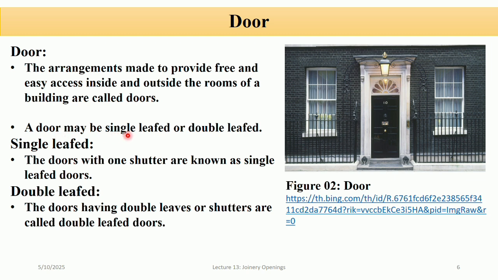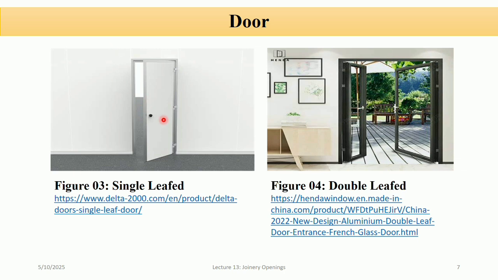A door may be single leaf or double leaf. Single leaf: a door with one shutter is known as single leaf. You can see in the figure. It is commonly used in small to medium sized rooms like bedrooms, bathrooms, or offices, and it has a simple design, requires less material, and is easy to install and maintain.